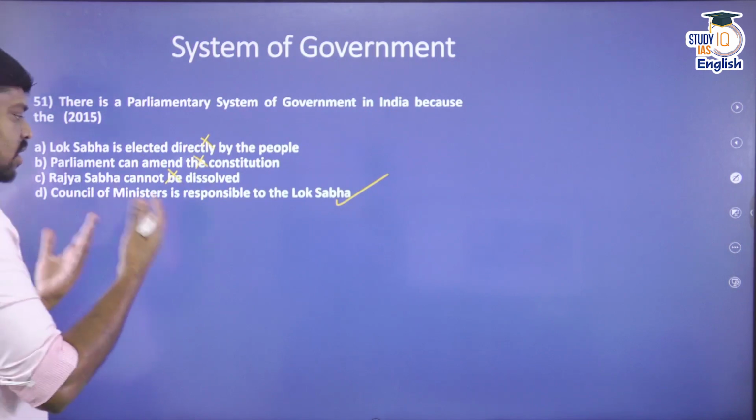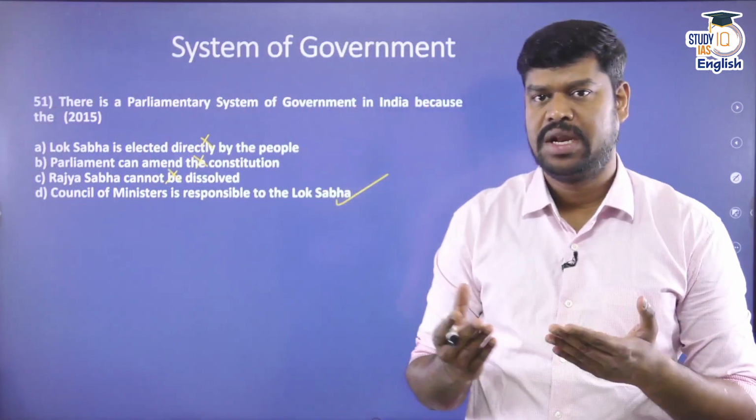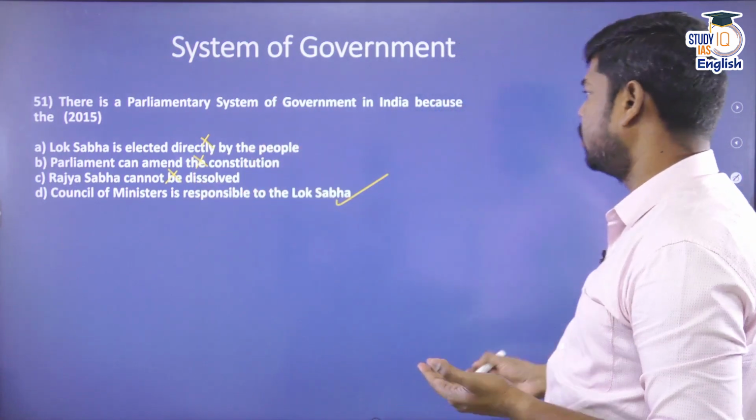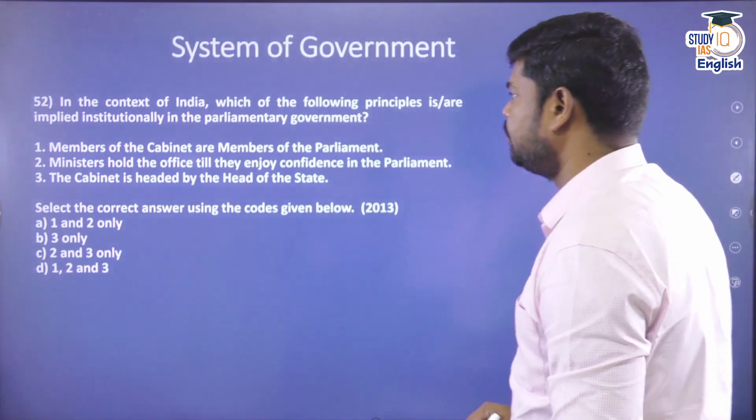So, either you can cross verify like this, or you can directly go when you know the answer. Depending upon the time, you can follow the approach. But in this case anyways, you know what a parliamentary democracy is. Let's move to the next question.